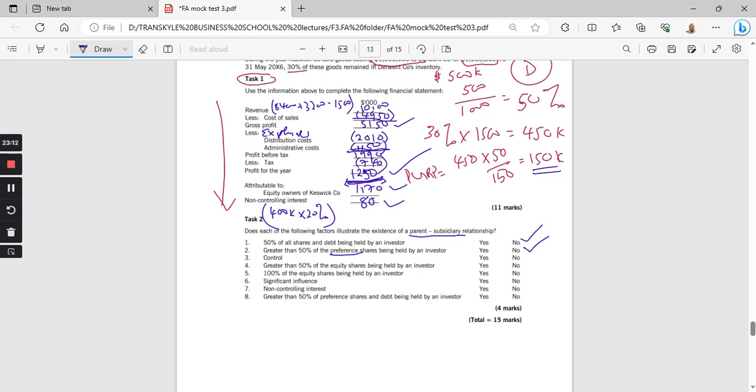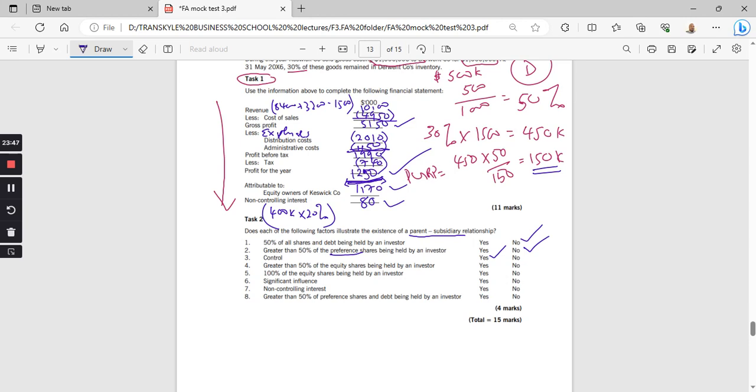Now, control. If there is control, therefore there is a parent subsidiary relationship. So the answer there is yes. Because what makes a company a parent and a subsidiary is actually the acquisition of control, and you need to acquire more than 50% of the equity shares. That's the primary evidence. Once you acquire more than 50%, yes, you actually become the parent.